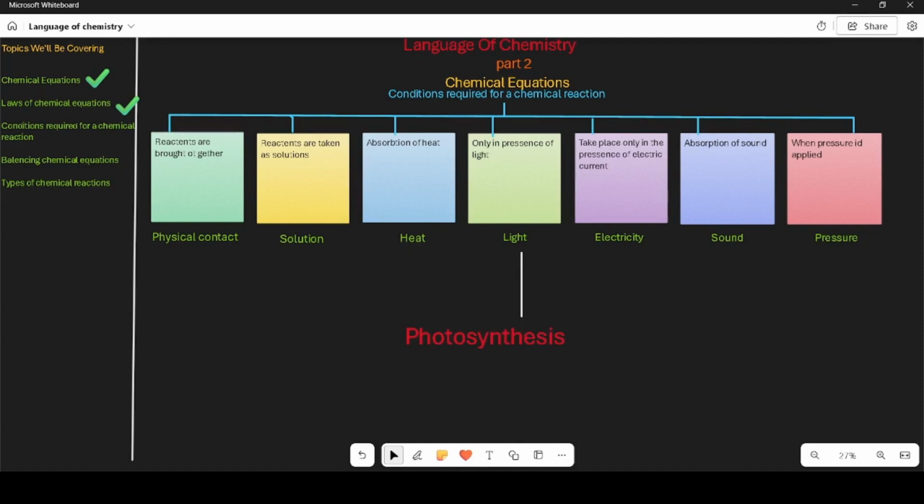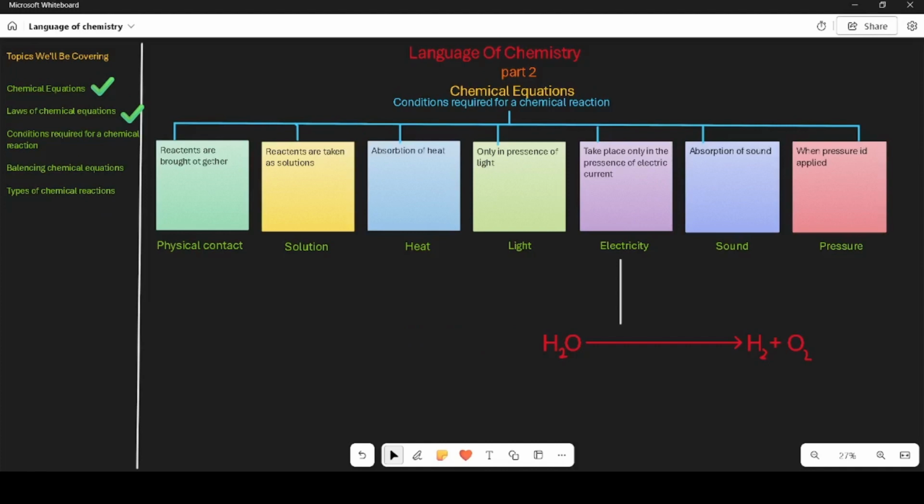Light. A certain number of reactions only take place when there's presence of light. They're called photochemical reactions. For example, photosynthesis. Photosynthesis does not take place in the absence of light. Sunlight is necessary for photosynthesis so plants can make food.